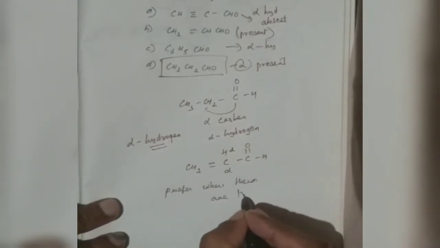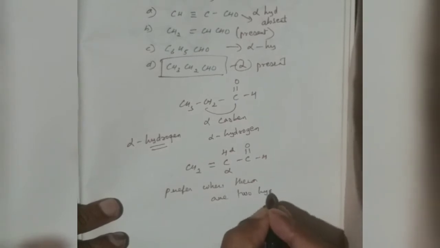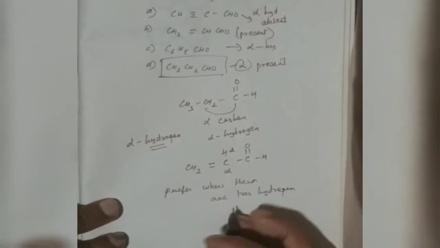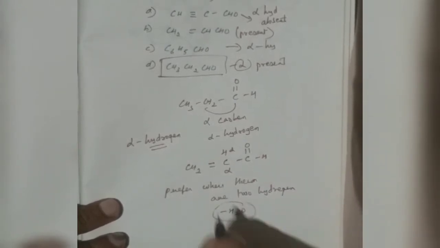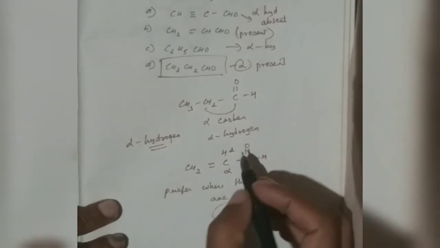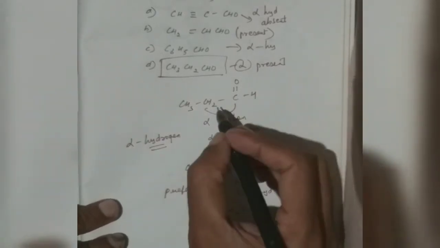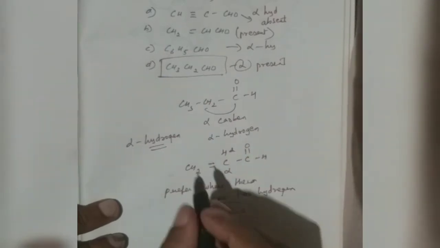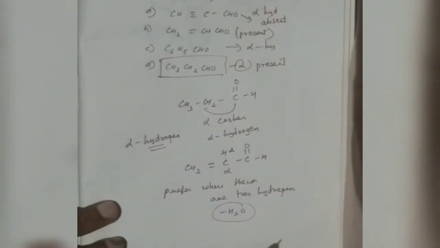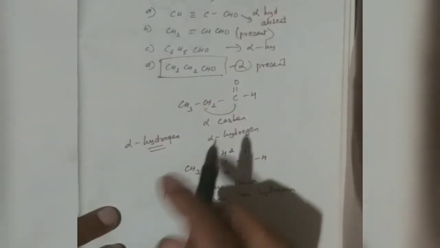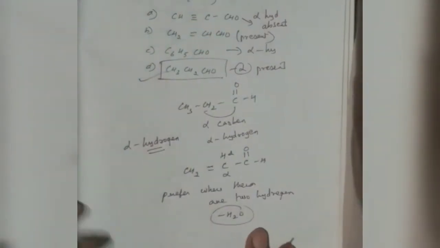Where there are two hydrogens, then only the water molecule will come out. Minus H2O, the water molecule will come out in the final product. So you can prefer this. So this H2 will react with the oxygen of the other aldehyde. So the water molecule will be eliminated. So you can give the answer option D.